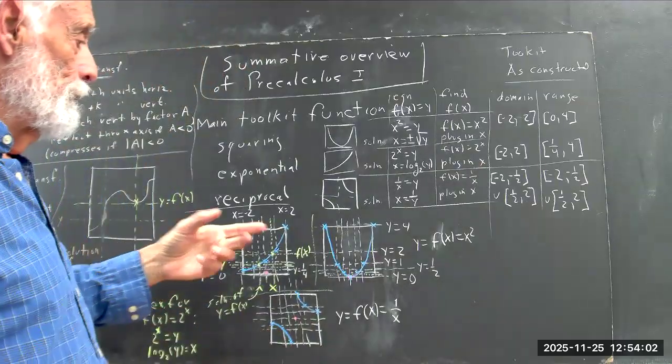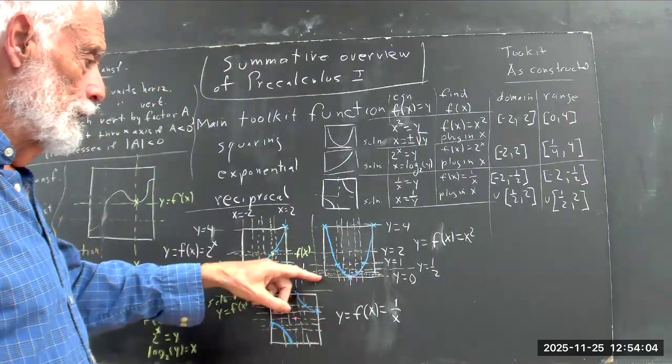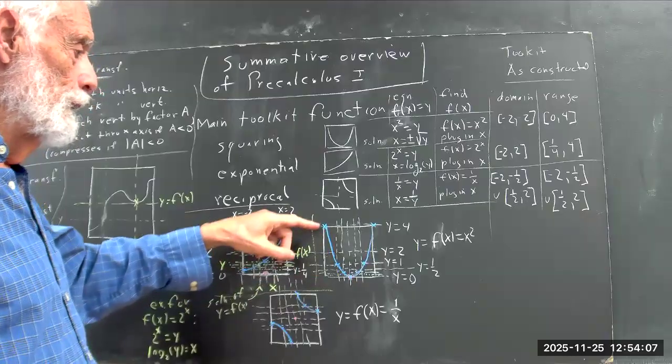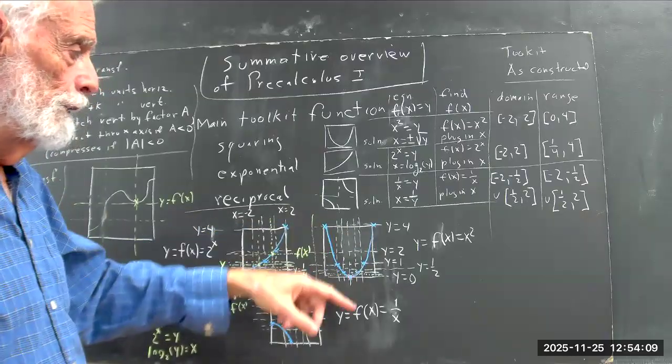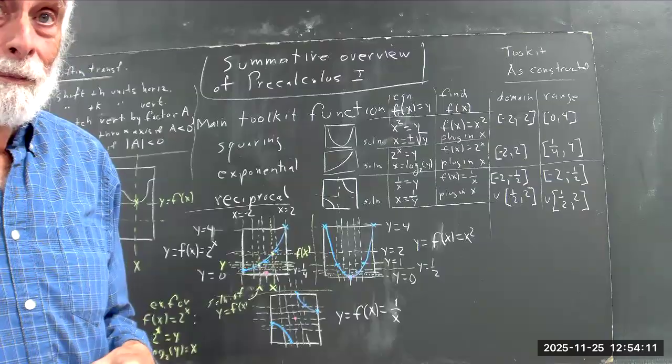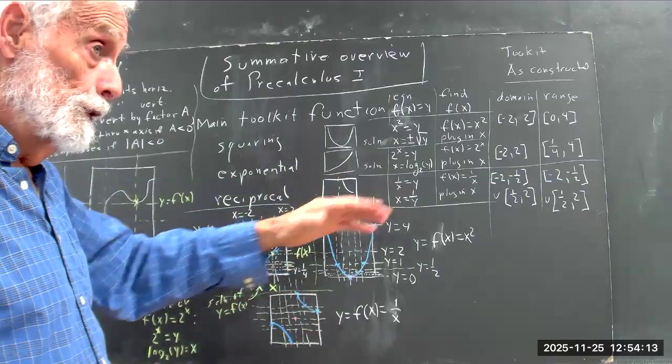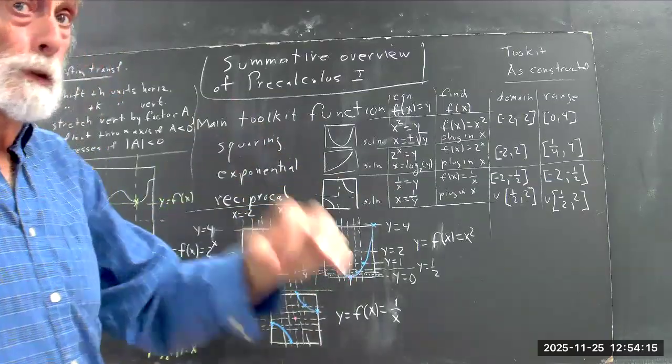The range, well, if you draw a horizontal line for any y value, it's going to hit the graph, usually in 2 points. All it has to do is hit the graph, then it's automatically in the range.